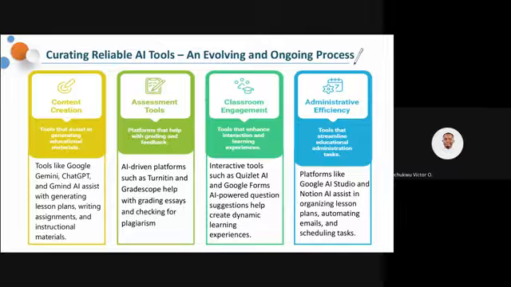Then AI-driven platforms such as Turnitin help with assessments. Turnitin is majorly for, as I mentioned earlier, essays, to be sure that they are not getting the essays from AI. And then we have classroom engagement. We have tools like Quizlet. Quizlet is an assessment tool as well, just like Kahoot, Google Forms, Microsoft Forms. All of them are AI powered.